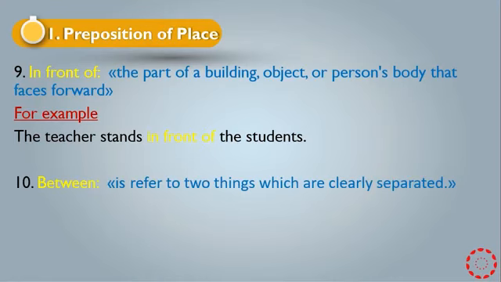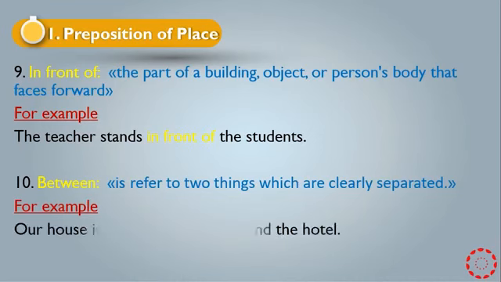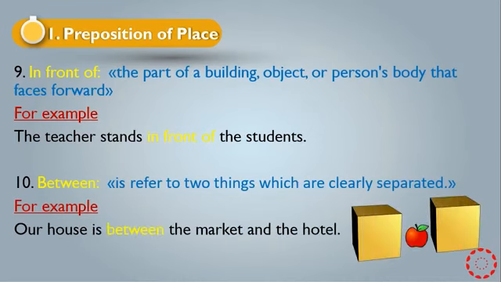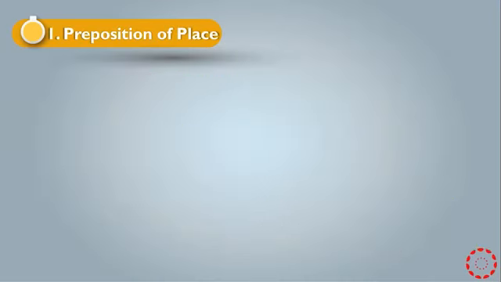The 10th one we have is between. It refers to two things which are clearly separated. For example, our house is between the market and the hotel. As you see, the apple is between two things, which are the boxes. So that's why we use between. When something is clearly separated between two things, we can use between.